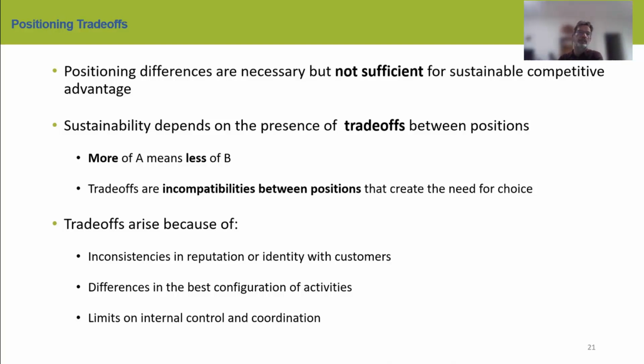We have to be different in some profitable way needed by the customer. Sustainability depends on the presence of trade-offs between positions. More of A means less of B. Trade-offs are incompatibilities between positions that create the need for choice. Trade-offs arise because of inconsistencies in reputation or identity with customers, differences in the best configuration of activities, and limits on internal control and coordination.